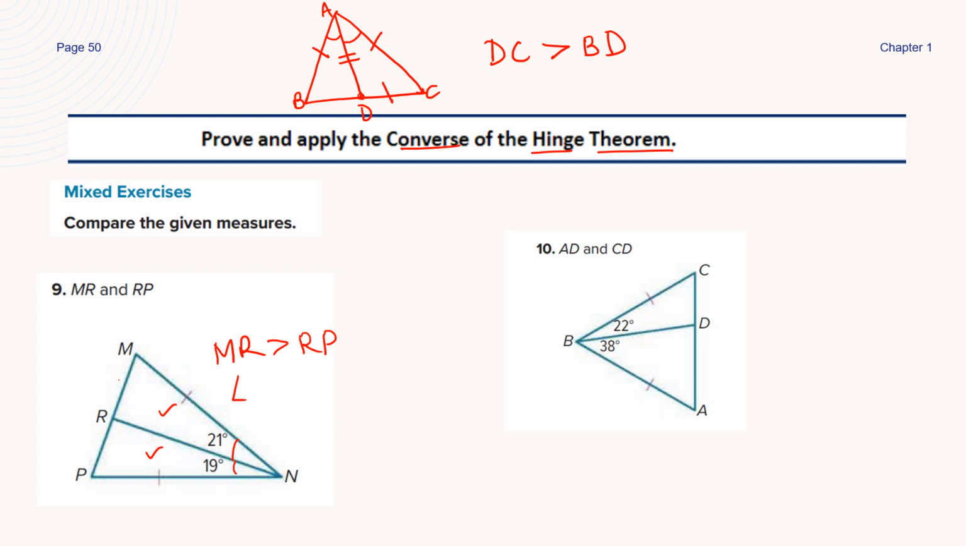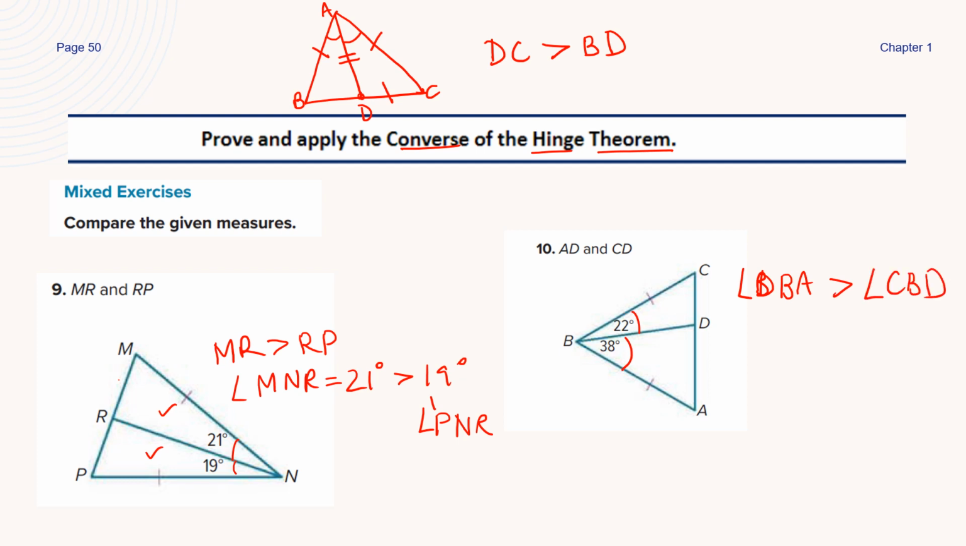Why? Because angle MNR, which is 21, is bigger than 19, and this angle is angle PNR. So when the angle is bigger, the side is bigger. When the angle is smaller, the side is smaller. Similarly, for this question, this angle is 38, this angle is 22, this is bigger. So angle DBA is bigger than angle CBD. So when this angle is bigger, we can say DA is bigger than CD, or AD is bigger than CD.